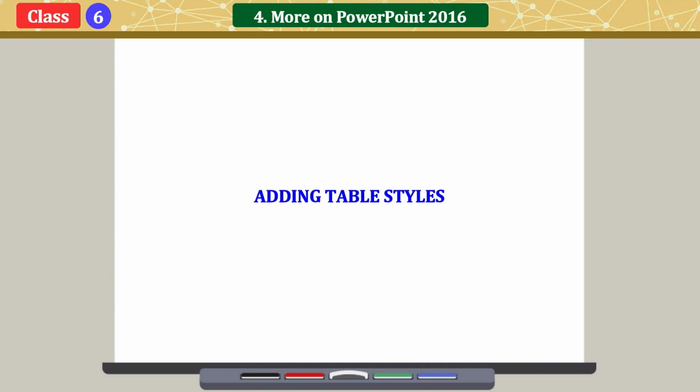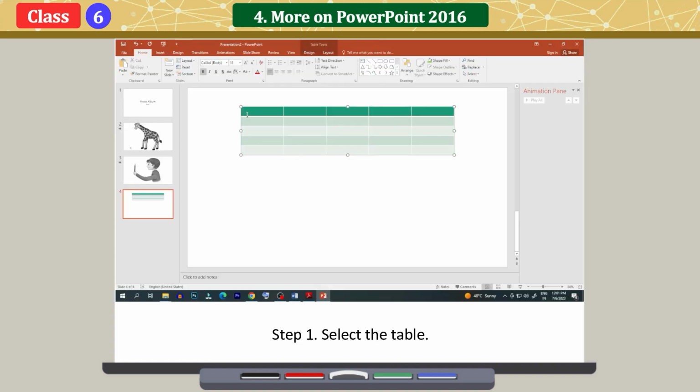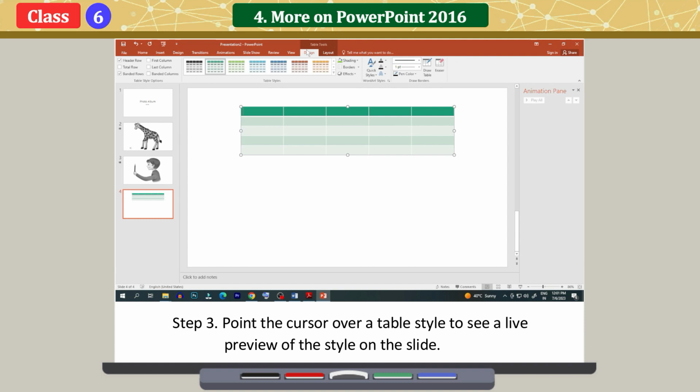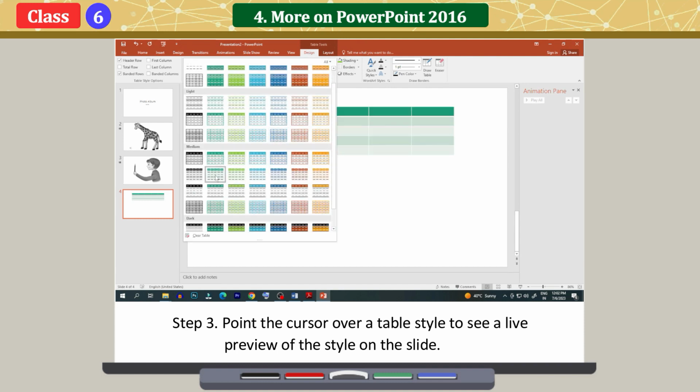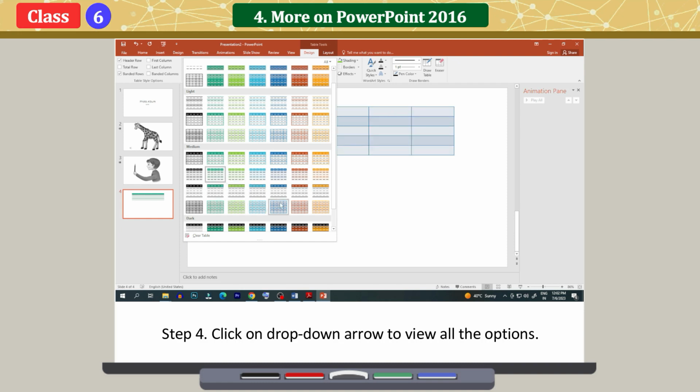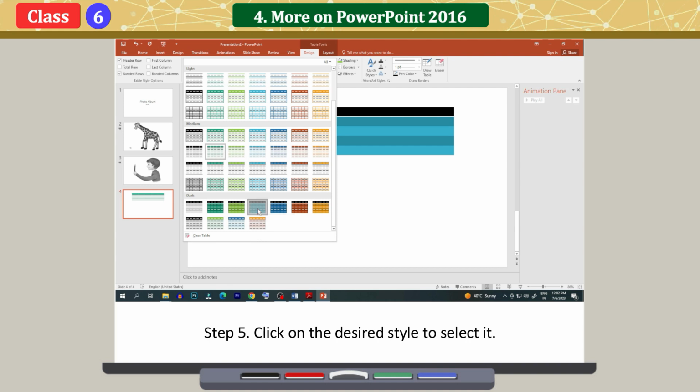Adding table styles. Select the table. Click on the Design tab. Point the cursor over a table style to see a live preview of the style on the slide. Click on drop-down arrow to view all the options. Click on the desired style to select it.